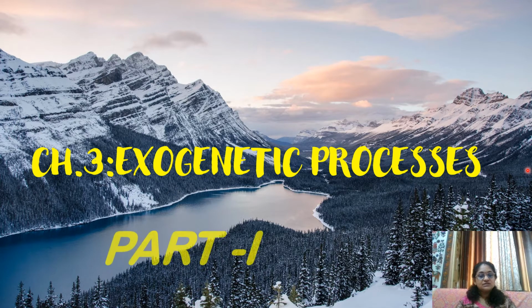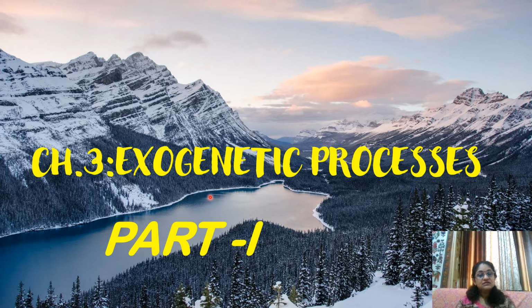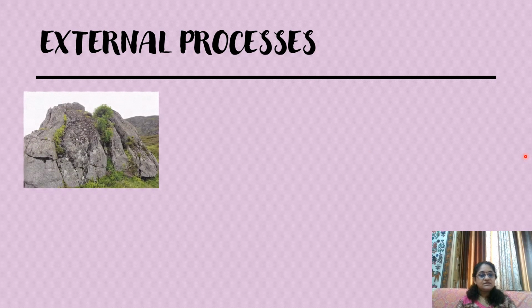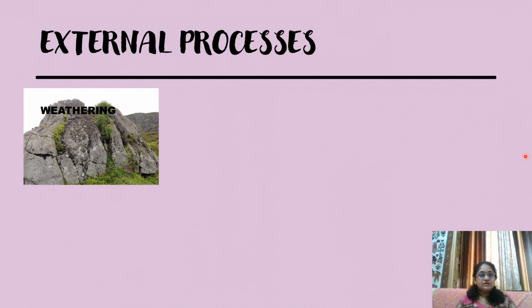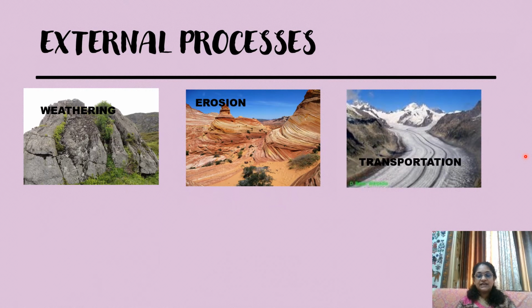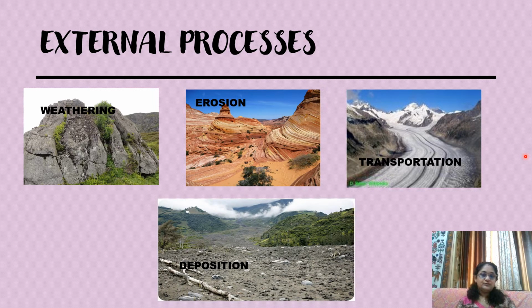Now exogenetic processes are the external factors that we find on the surface of the earth. Now there are many internal movements we learned last time. This chapter we are going to look at the external factors. Okay, so let us see the external processes. The external processes have weathering, erosion, transportation, and deposition.